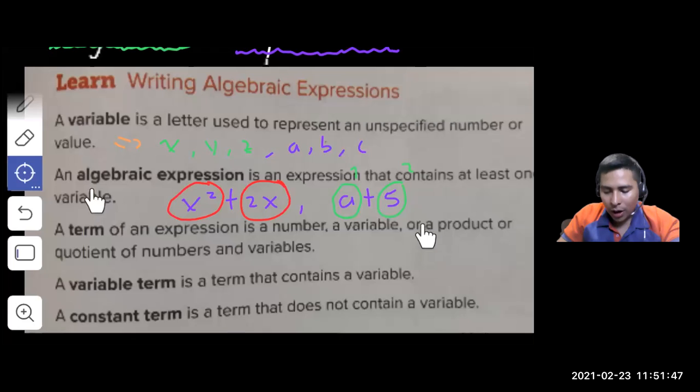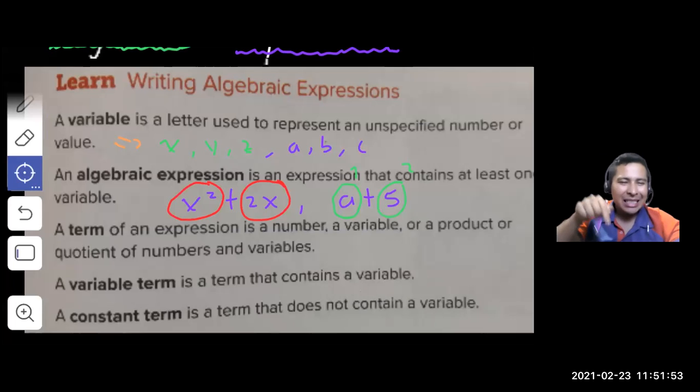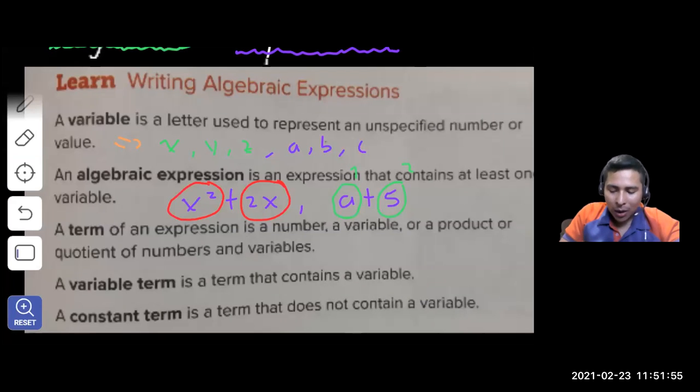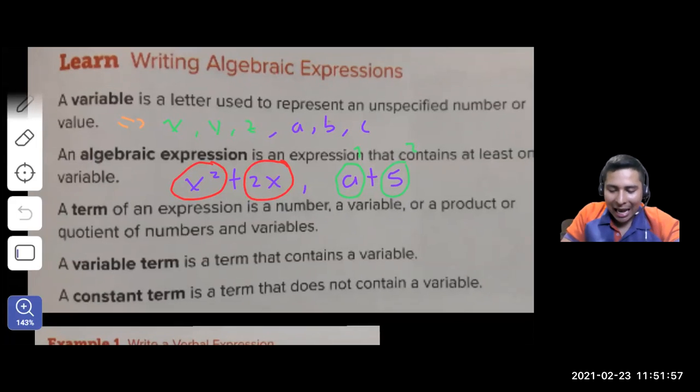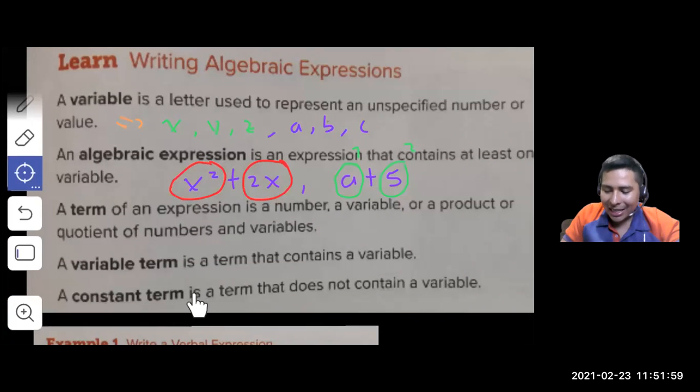Let's go to another concept, which is a variable term, guys. This is a term that contains a variable. I will explain this later on. And this one, which is something really important, constant term. Can someone help me out in reading this, please? The last one.